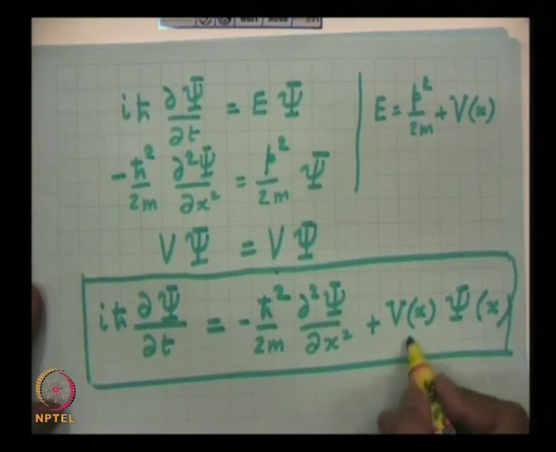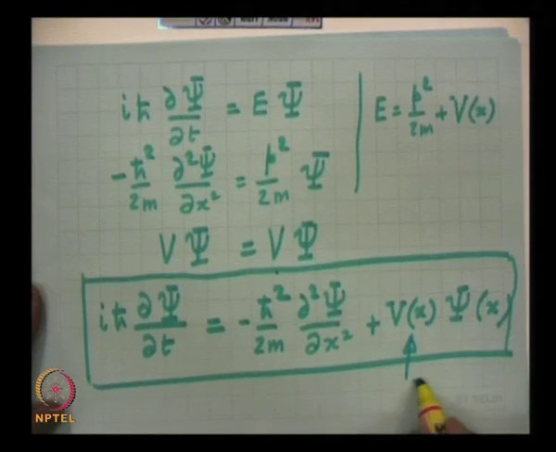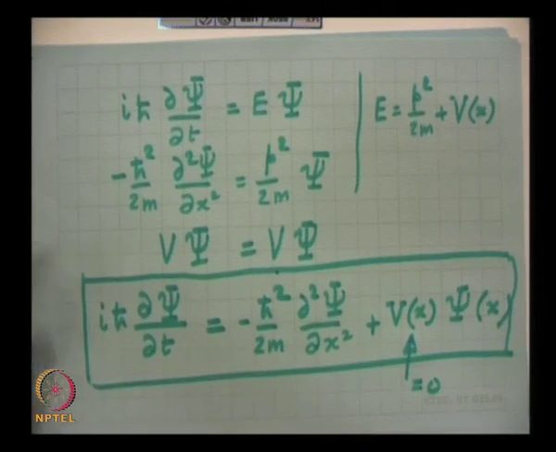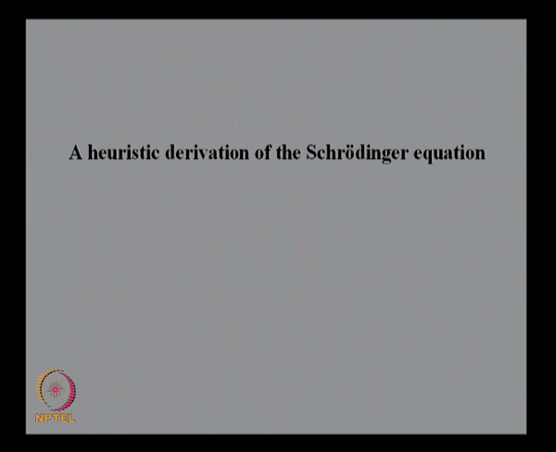When this is 0, when it is a free particle, then you have only these two terms for the Schrodinger equation. So let me go back to my slides and let me give you, I will repeat the heuristic derivation of the Schrodinger equation.